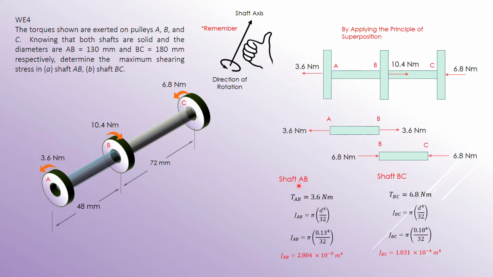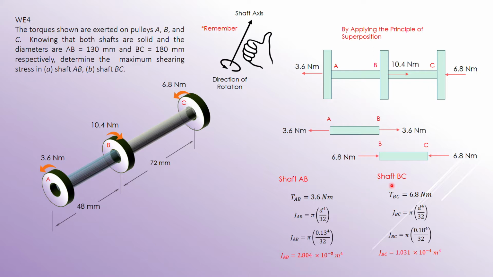So first, the torque in the top section AB, 3.6. Then you find the polar moment of inertia, the second moment of area, for section AB. Both sections are solid shafts, so we use pi d to the power of 4 over 32, unless it's hollow, then you use pi (D^4 minus d^4) over 32. So section AB, solid shaft, the diameter, not the radius here, is 130. So it's pi times 0.13 to the power of 4 over 32. So you get the J for section AB.